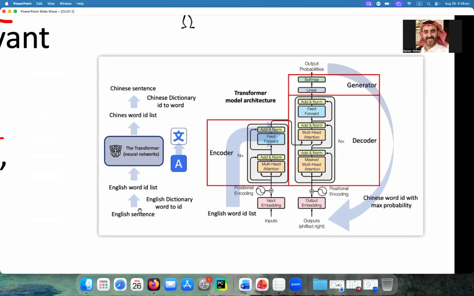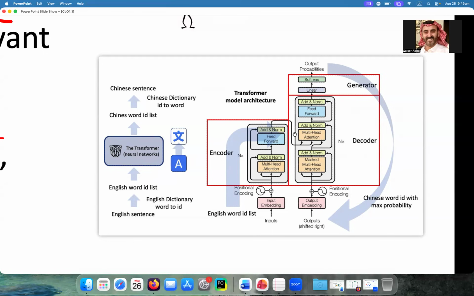Here, an English sentence is coming. You are converting that English sentence into IDs by using the English dictionary, and then you have an English word ID list. Each word in the sentence will have an ID. And then that is going to the transformer neural network, which is coming next in the upcoming slides, and which is also the base for large language models.